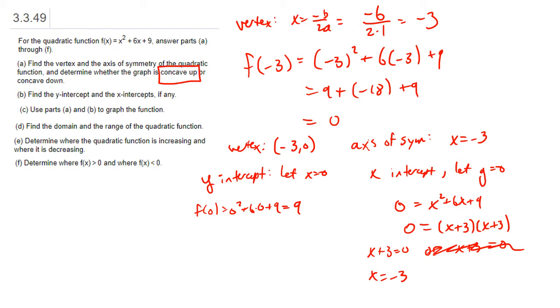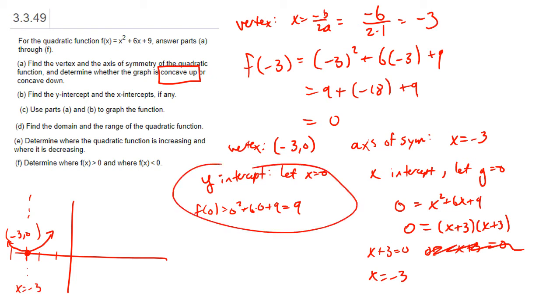Okay. Use parts a and b to graph the function. So here we'll put our coordinate axes. The vertex is at negative 3, 0. Okay, the parabola opens up away from here. It is symmetric around the line x equals negative 3. The y-intercept is 9, so pretty far up here we're going to have the point 0, 9. And x equals negative 3 is the only x-intercept, so there is nowhere else that it's going to touch this axis.